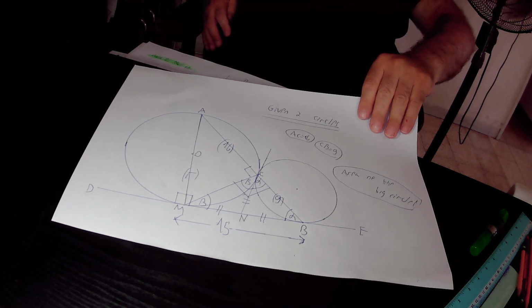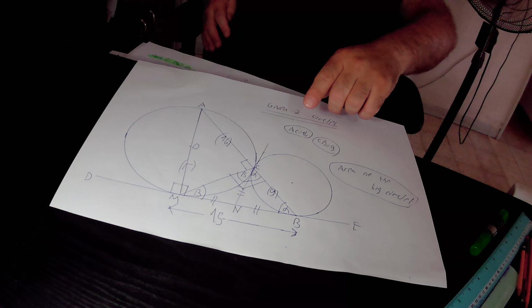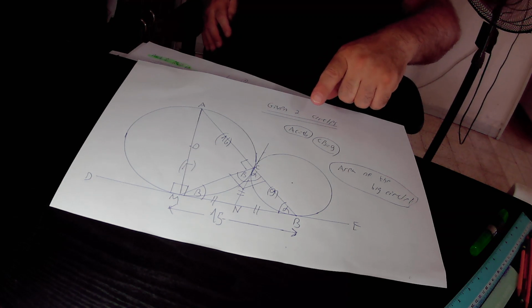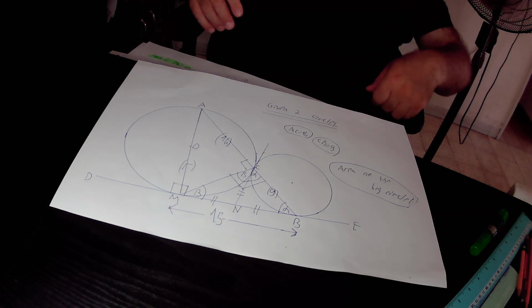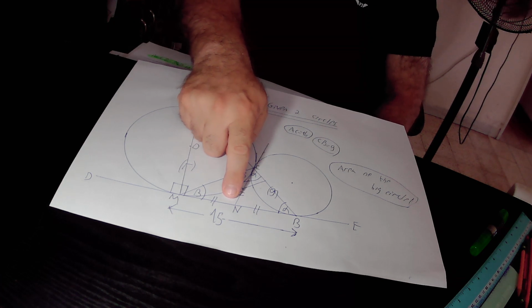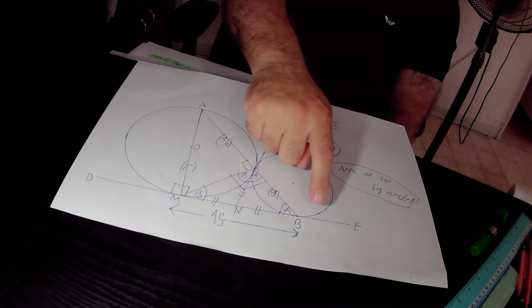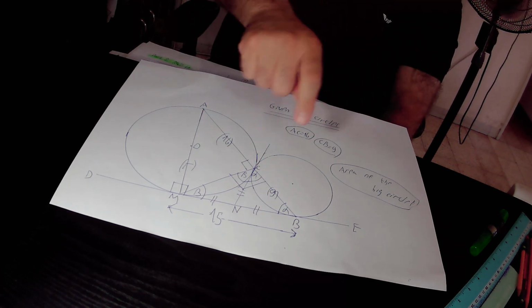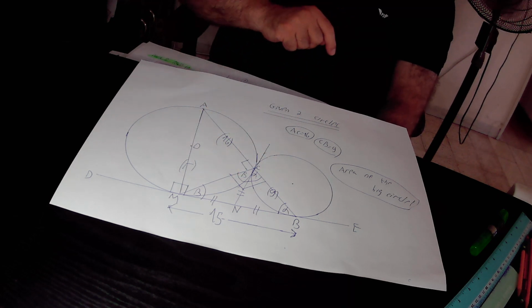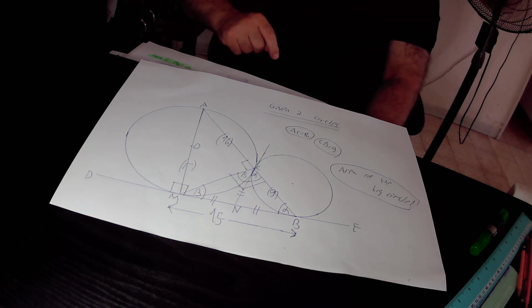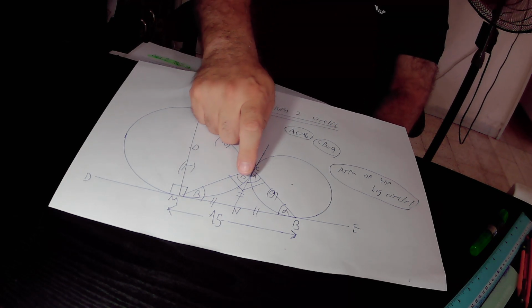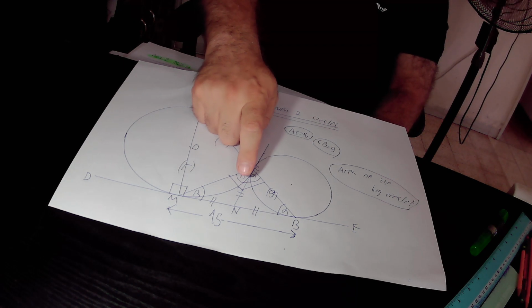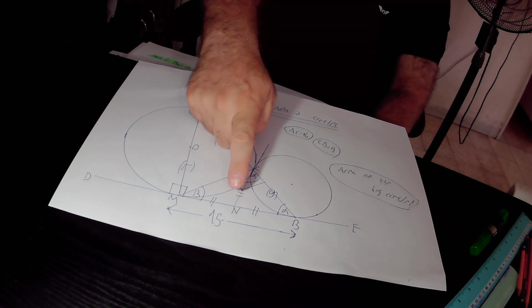So here we can implement rule 2. Why? Because if you focus on this common external point N, from this point N we have two tangents to this circle, tangent NB and tangent NC. And according to rule 2, they are equal to each other. That is to say, NB equals NC.